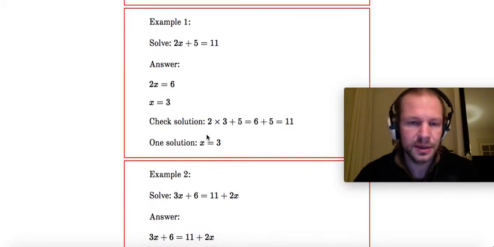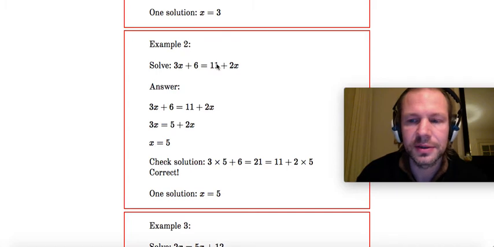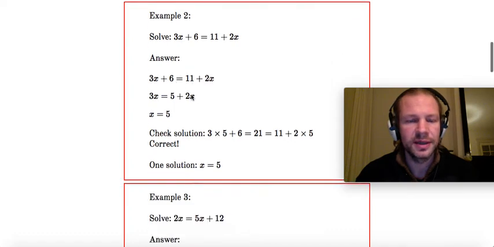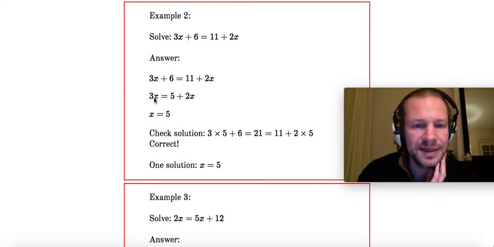So let's go to the second example. We have 3x plus 6 is 11 plus 2x. So we first move the 6 to the other side. So we can get 11 minus 6 is 5. And then we move this 2x to the left side, which is 3x minus 2x is x is 5. So it's also a solution.